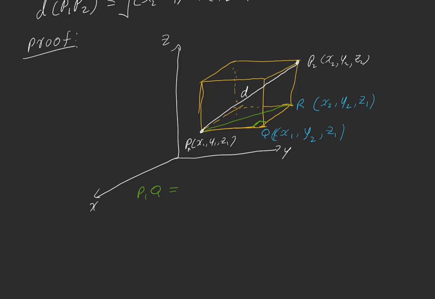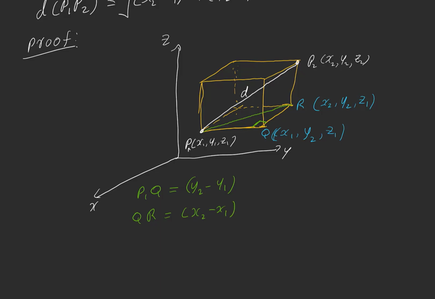Now let me find the P1Q distance. What is the P1Q distance? You see the y coordinate is the only change. Therefore, that should be y2 minus y1. Now consider QR. What is QR? There we change only the x coordinate. Therefore, that is x2 minus x1.